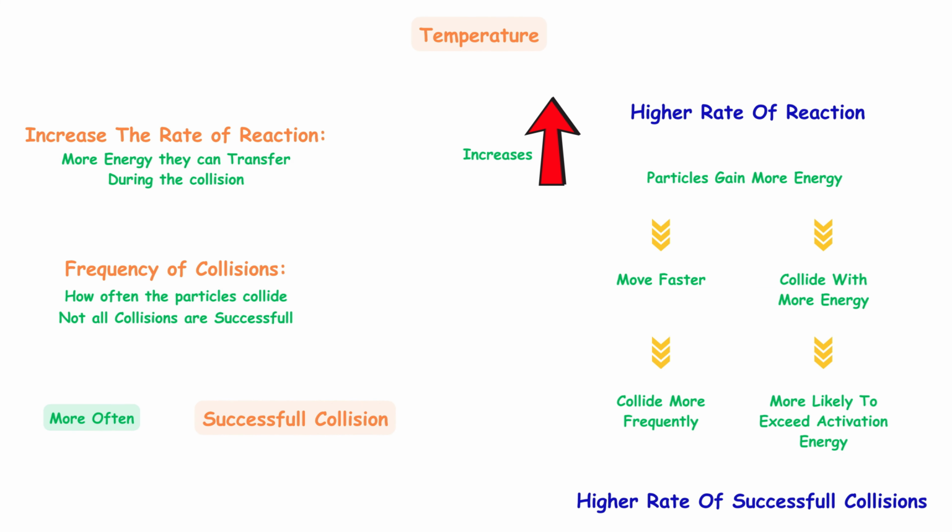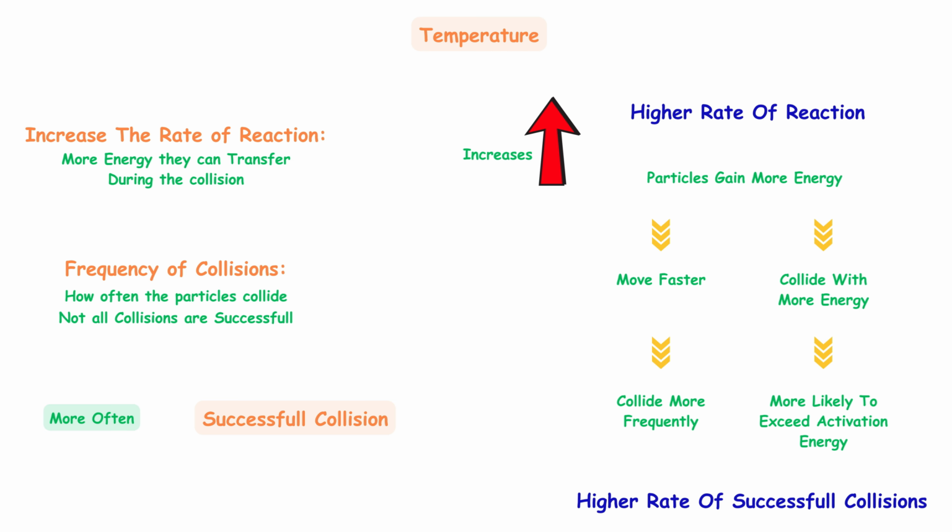Whenever we consider how temperature, concentration or pressure, surface area, and catalysts affect reaction rates, it is helpful to always think about whether they are increasing the energy of the particles, the frequency of the collisions, or both, because either of these will lead to more successful collisions and hence a faster rate of reaction.